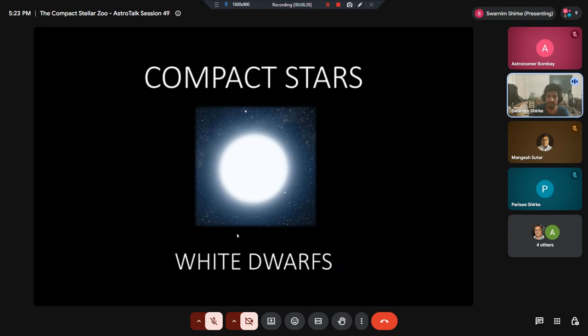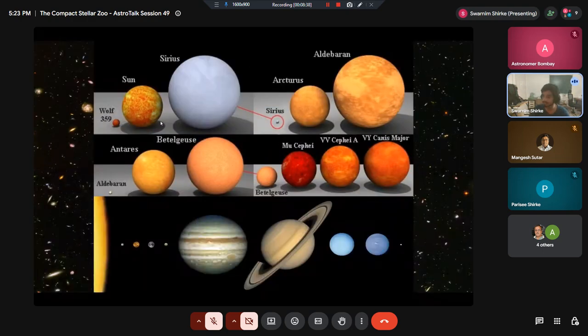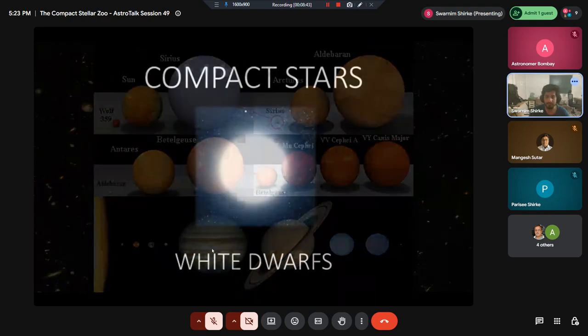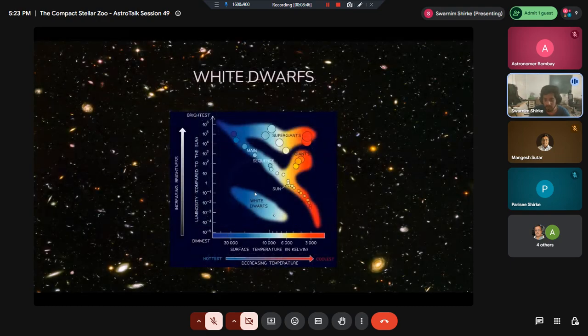So compact stars, like I told you about, are white dwarfs, neutron stars, and black holes. White dwarfs are stars which have roughly the same mass as that of our sun. We had also seen white dwarfs on the HR diagram. This is our sun. This is the main sequence. The giants are on the upper right. As you go to the upper right, you get bigger and bigger radius of the stars. In exactly the opposite direction, we have white dwarfs. That's why they are called dwarfs, because the size is much smaller.